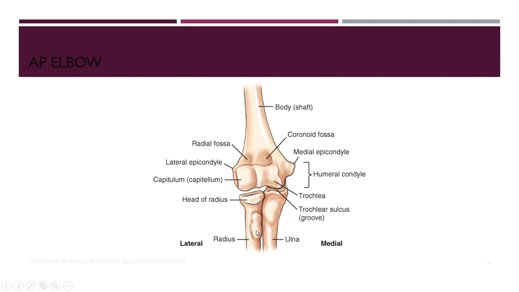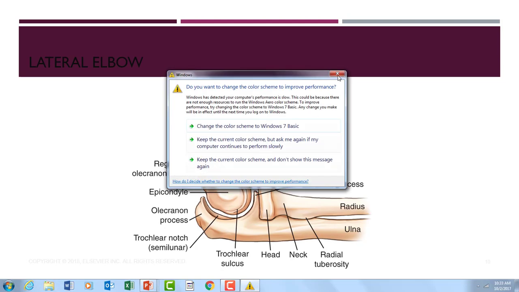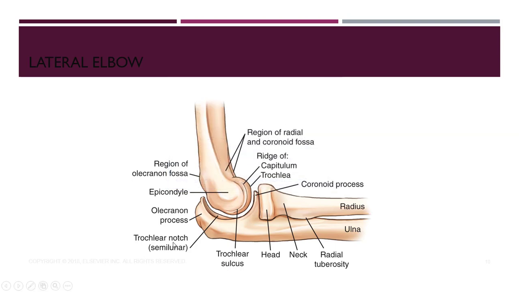Radial tuberosity. Up here, your coronoid fossa, medial epicondyle, because it's on the medial side of the body. Here's your trochlea, your trochlear sulcus or groove, and this is all the ulna bone on the medial side. Your lateral elbow, here's that olecranon process. Here's your trochlear notch. Your epicondyles are superimposed.